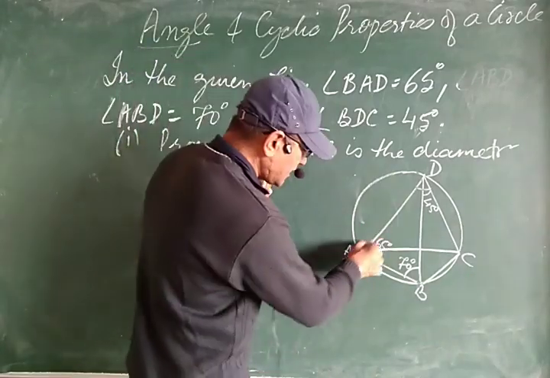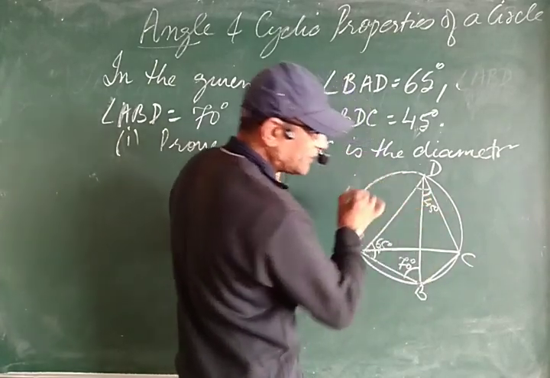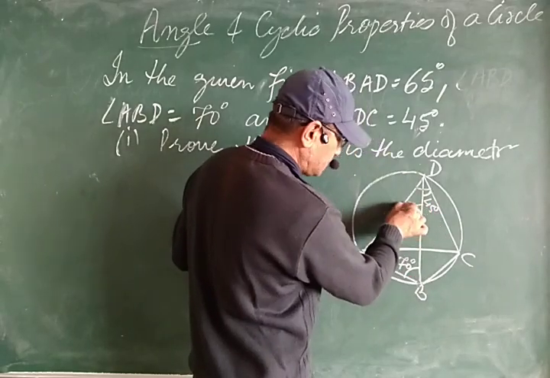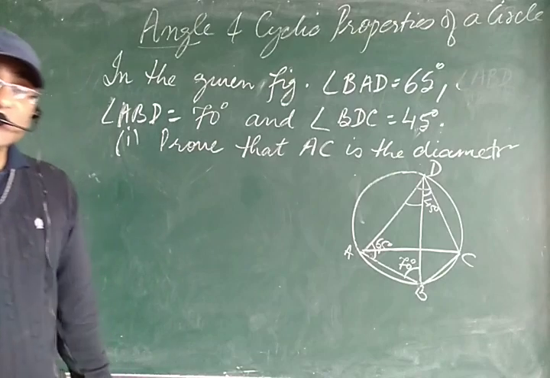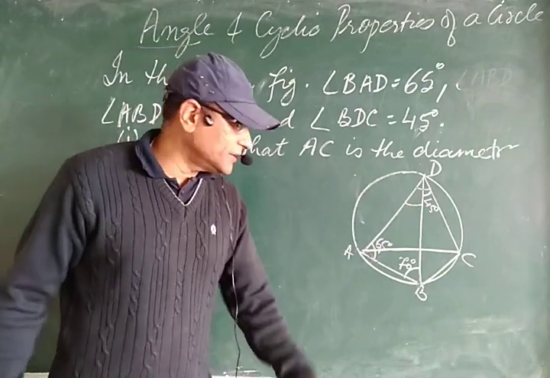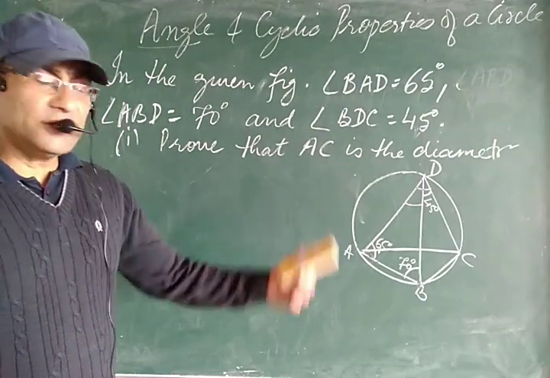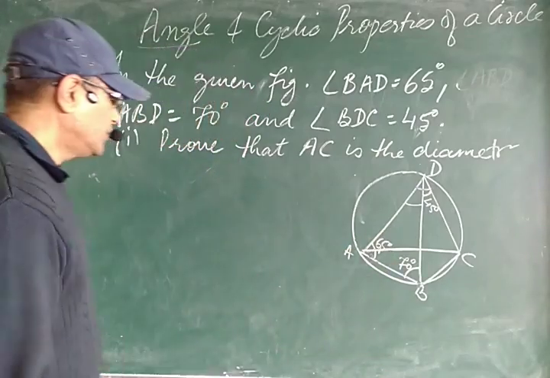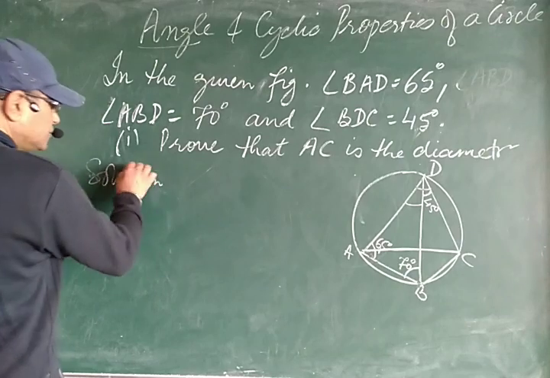Now, out of that angle ADC, the small part, 45 degrees, has been given to us already. So our work will be just to prove angle ADB is equal to 45 degrees. If you can prove this angle is equal to 45 degrees, then obviously it will come as 90 degrees. Then it is proved that the line AC is the diameter. Okay, now the solution. We are doing the first part.